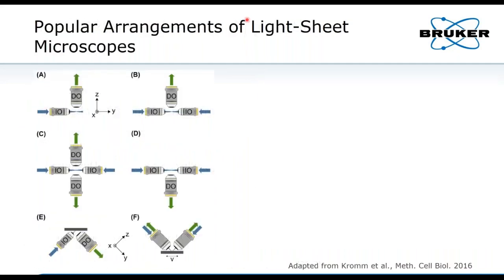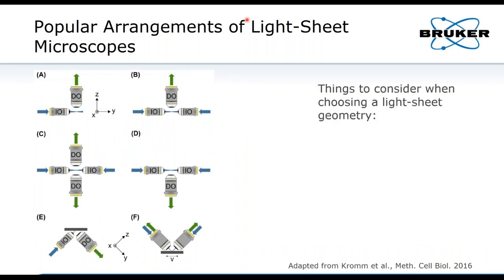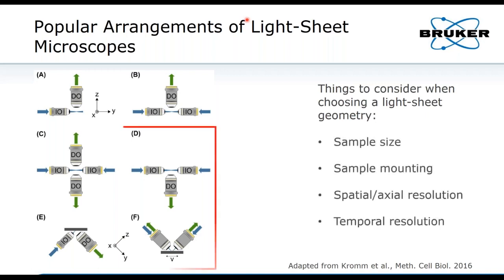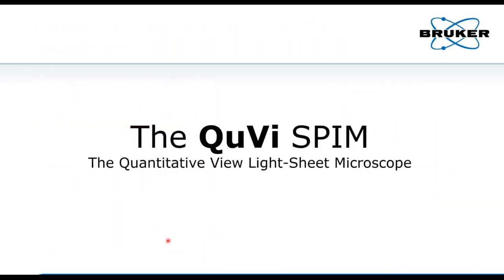So let's move on to another geometry that we can offer. This is an upright geometry that is in our overview scheme here, panel F. So instead of looking from below, we can also look at the sample from above, which has a lot of advantages in terms of fields and in terms of sample size that we can image. And that is our system.